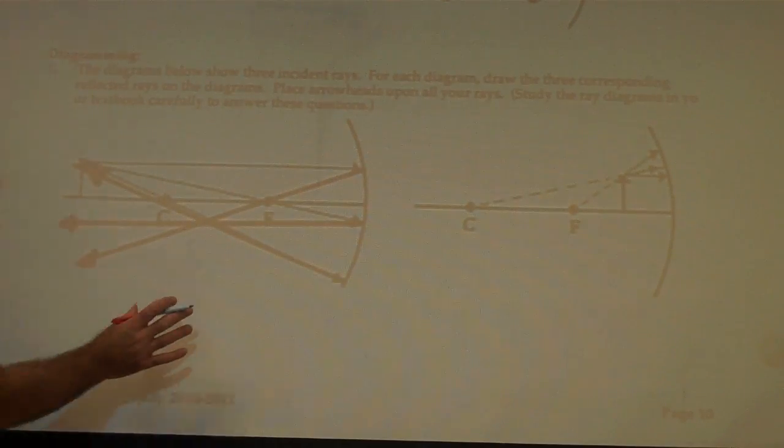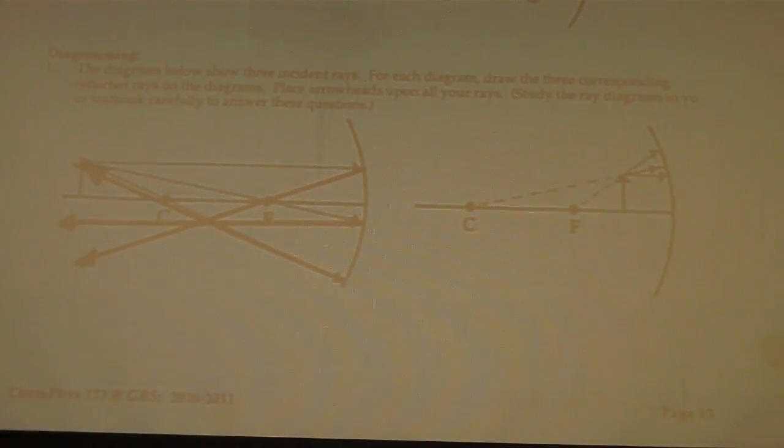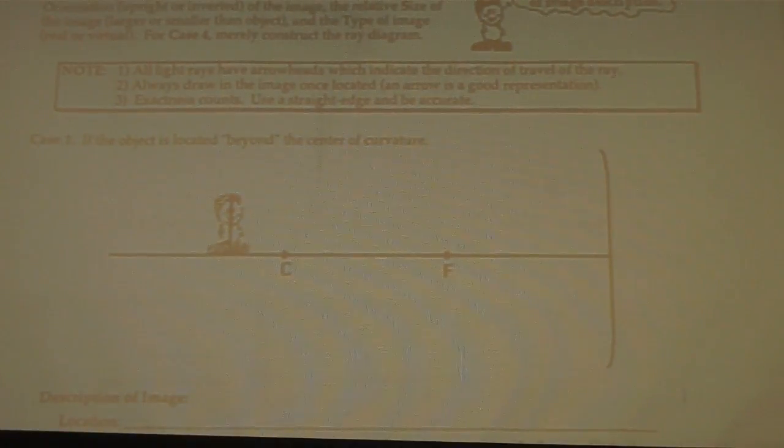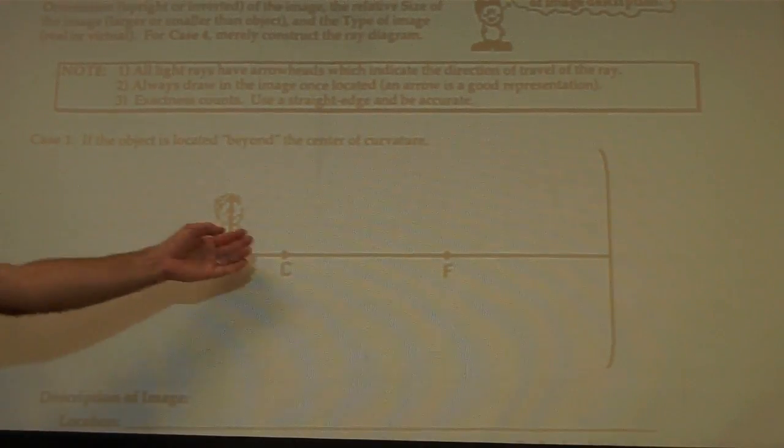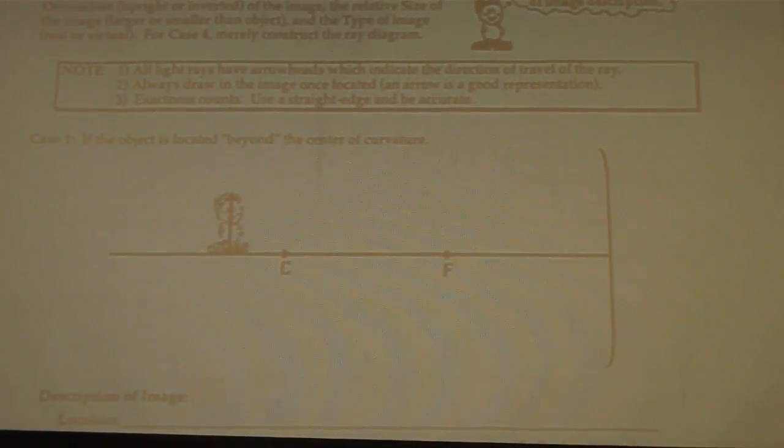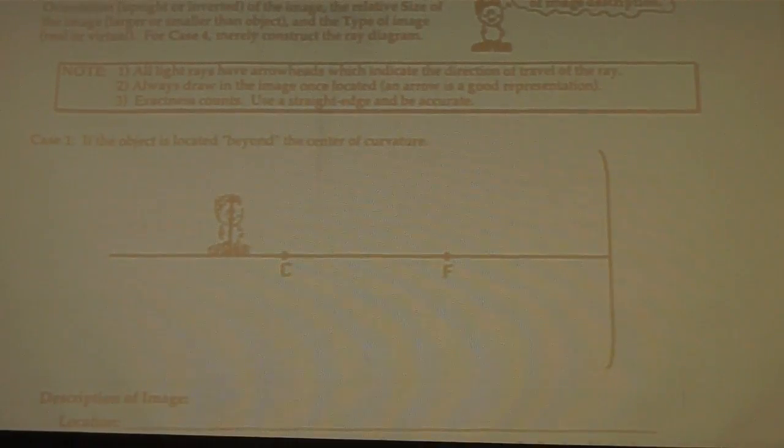So at the bottom of page 10 we see those 3 rules of reflection, and we need to be able to use 2 or 3 of them in order to draw ray diagrams. If you turn in your packet to page 11 and look at the very top of the page, there's a case 1. We have to describe what happens if we take an object and place it beyond the center of curvature. The question is, where will the image be formed?